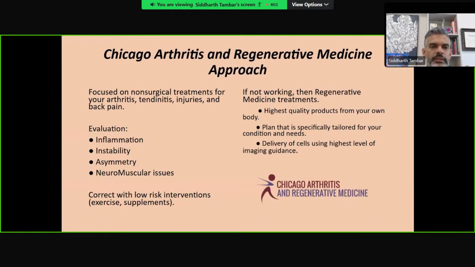A little bit more about us here at Chicago Arthritis and Regenerative Medicine. We focus on non-surgical treatments for musculoskeletal issues, arthritis, tendonitis, injuries, and back pain. Focusing on inflammation, instability, asymmetry, neuromuscular issues. Correcting with low-risk interventions if possible. If not adequate, then escalating to regen med treatments if appropriate. Using the best products for you, a plan that's specifically tailored for you, and delivering your cells using the highest level of image guidance possible.